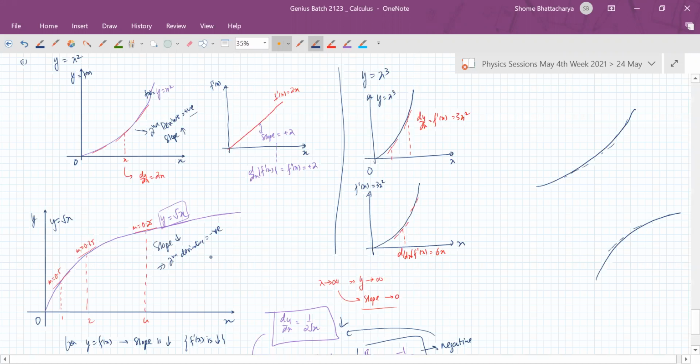Correct. In fact, in mathematics, this is given a special name. This type of curve is called concave upwards, and this is called convex upwards, because when you see it from upwards, you see a cave, you see a concave shape. Whereas when you see this from above, you see a convex shape. Okay. So that's the difference between this shape here. It is concave upwards, and this shape is convex upwards. Okay. Is this clear now? Yes, sir. Okay.